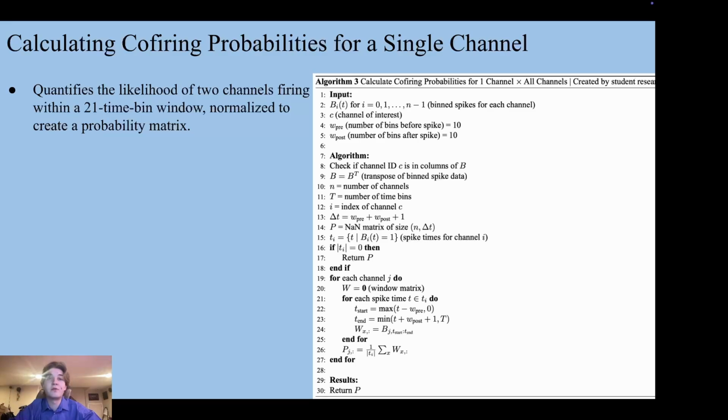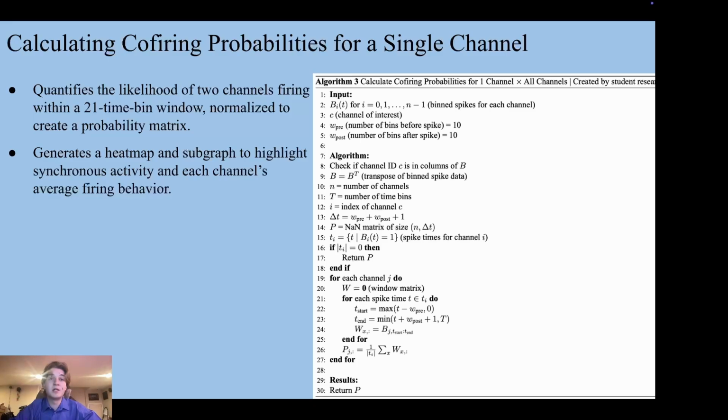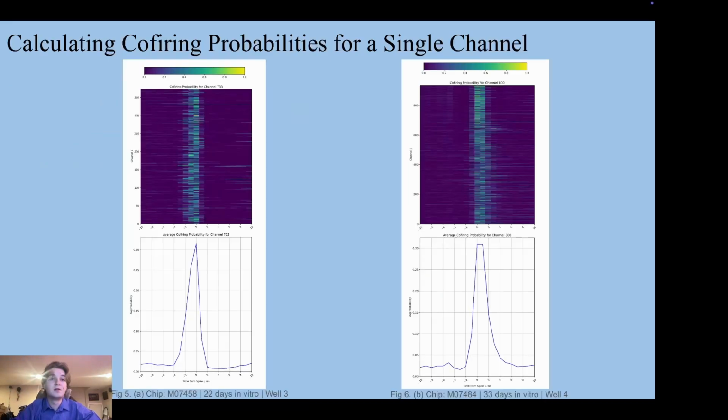The next step is to calculate the co-firing probabilities for a single channel to all other channels. This entails quantifying the chance that two channels will fire within a 21 time bin window. The generated heat map will show synchronous activity and average behavior. This is done by iterating over all the data and calculating the probabilities. The above subplot is a heat map of all the probabilities, where a lighter color shows a higher co-firing probability. The below subplot shows this as an average.